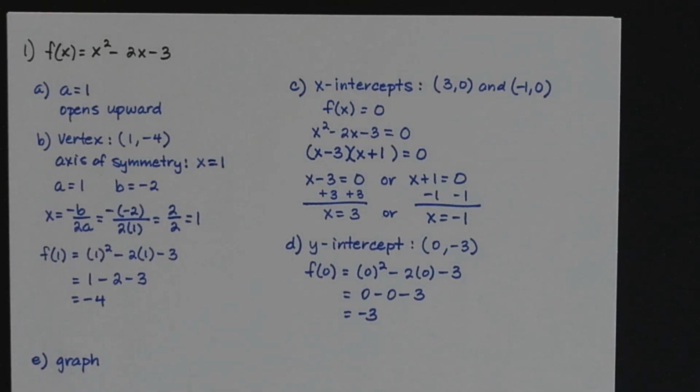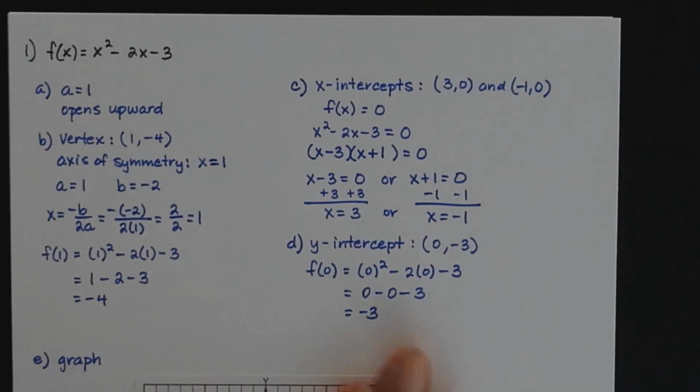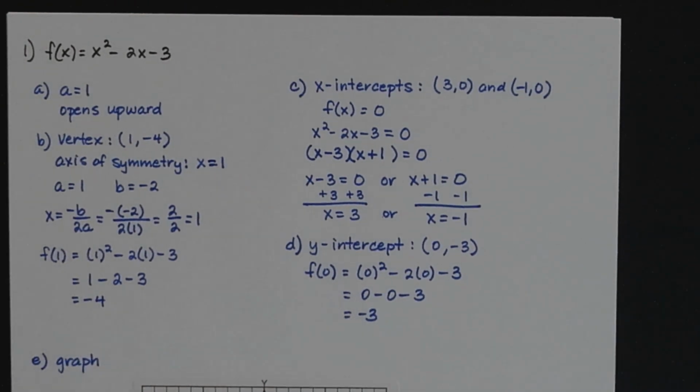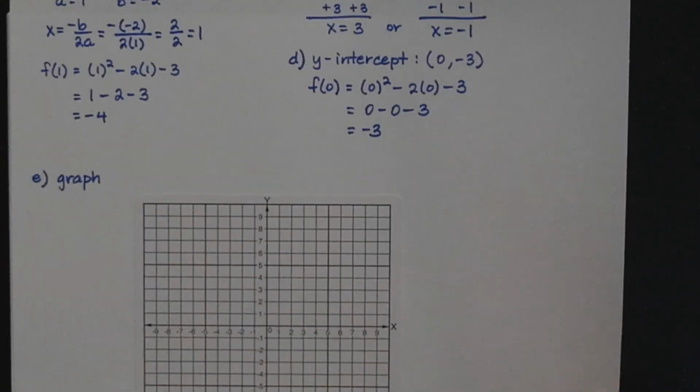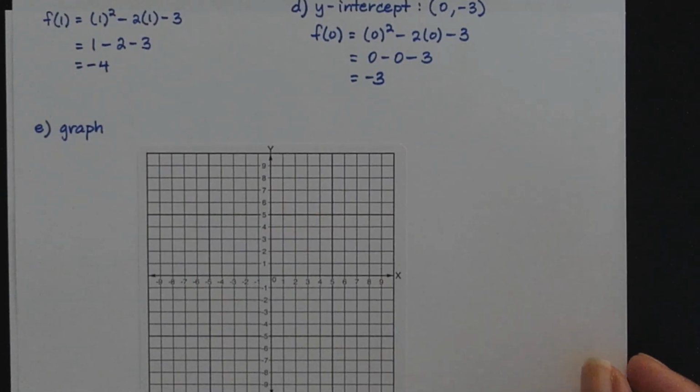And then part E is just doing the graph, using your x-intercepts and your y-intercept, the vertex, and possibly additional points. And by the way, on the exam, you will have graph paper to graph your parabola.